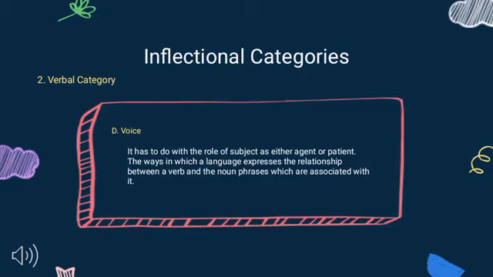The fourth part of verbal categories is voice. Voice is the relationship between the action, verb, and the elements involved in it. It has to do with the role of the subject as agent or patient. When the subject of the sentence is the one that does or performs the action, we get an active voice. But when the subject is the one who receives it, it is passive voice. The two can differ in voice, but they have the same basic meaning.